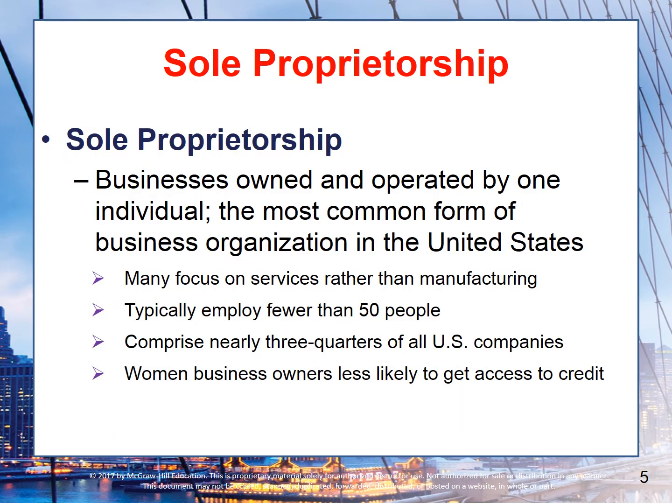Now, let's begin our discussion on the forms of ownership with the sole proprietorship. Businesses that are owned and operated by one individual are considered a sole proprietorship, and they really are the most common form of business organization within the United States. Many of these organizations focus on service rather than the manufacturing element, because the manufacturing element requires such a large sum of money. One thing you want to know is that a sole proprietor generally will employ fewer than 50 people. And again, they comprise nearly 3/4 of all U.S.